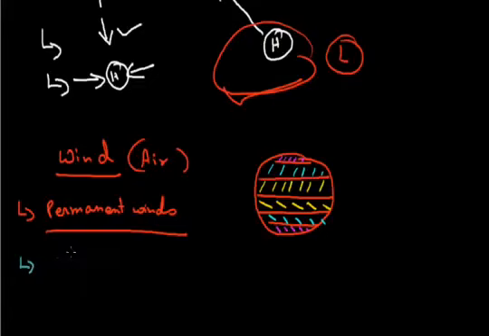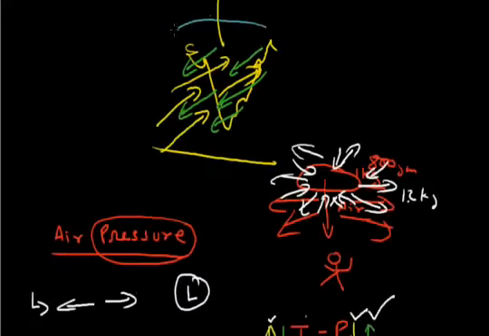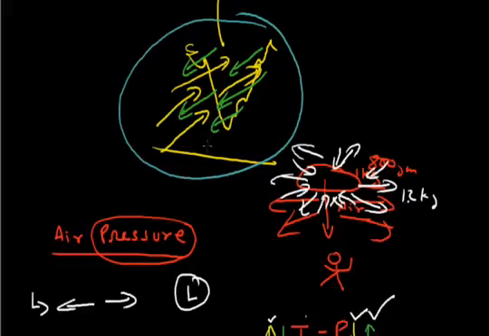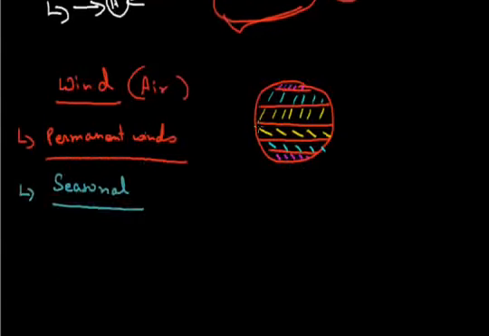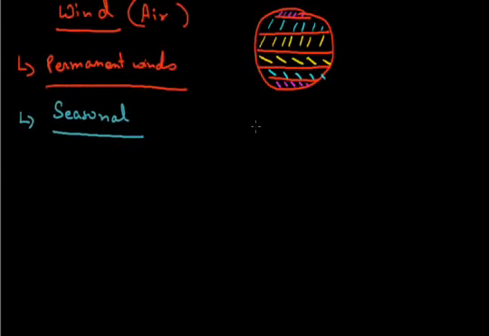Now, the second one is the seasonal winds. When we see winds flowing from one side to another side in a particular season only, as we see here in India. In the 6 months, wind goes from one side to another side, which season is called monsoon season or rainy season. On the other hand, when winds go from northeast to southwest, this particular season is called the retreating of monsoon. So these winds are called seasonal winds.